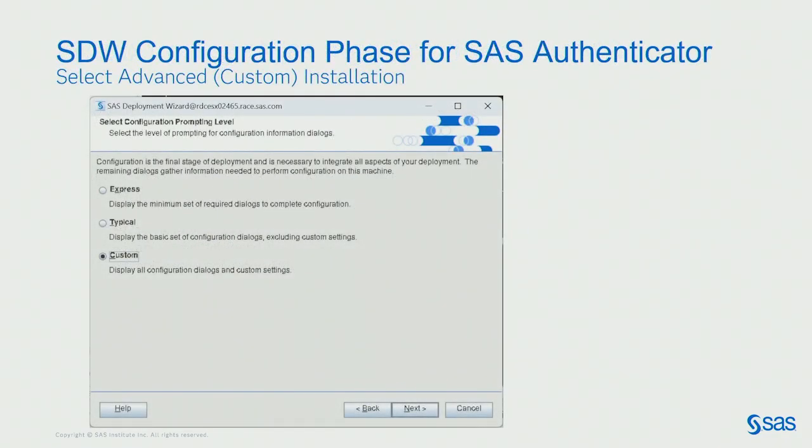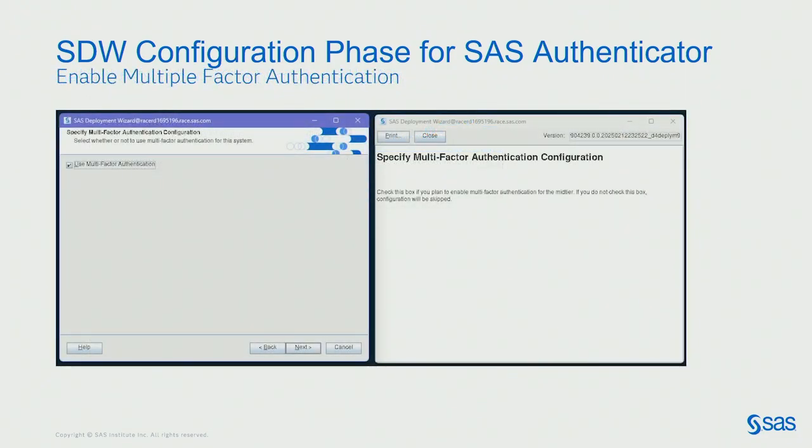Now I'm going to go through the SDW screens to show you how you can actually configure multi-factor authentication. We'll start with this option, choose different configuration levels. Express, typical, customer. Multi-factor authentication is only available in the customer option, so you have to choose that option. In the next slides, I basically have two screenshots. Left-hand side is the SDW screen. The right-hand side is a help screen of that screen in the SDW.